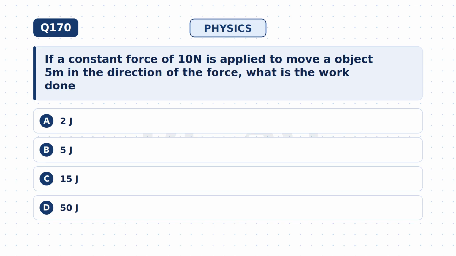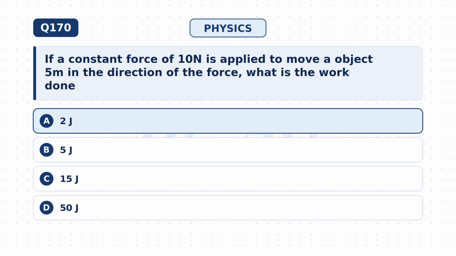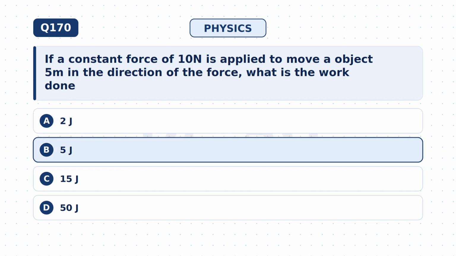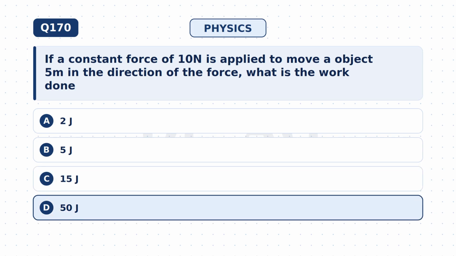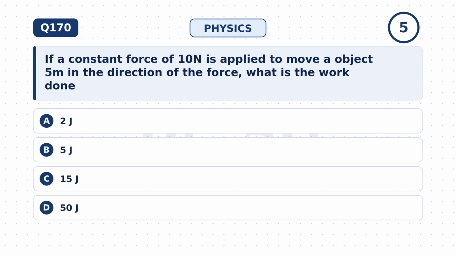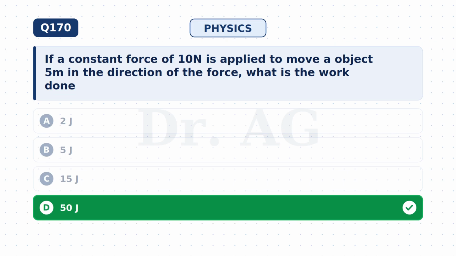Question 170. If a constant force of 10 Newton is applied to move an object 5 m in the direction of the force, what is the work done? Option A, 2 joule. Option B, 5 joule. Option C, 15 joule. Option D, 50 joule. The correct answer is D, 50 joule.